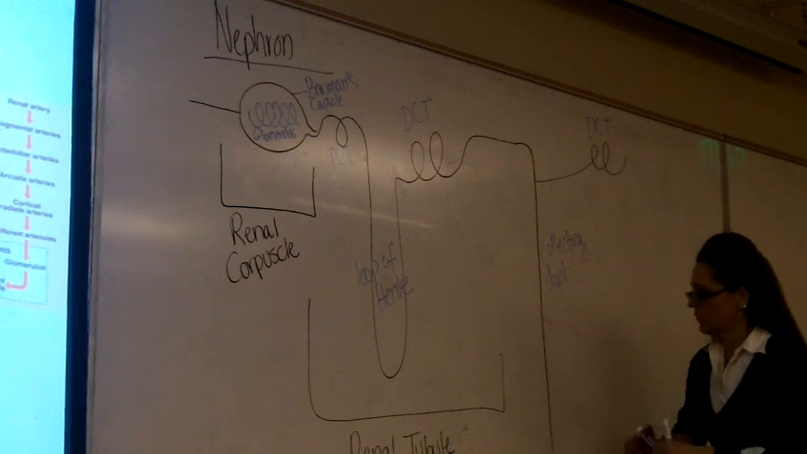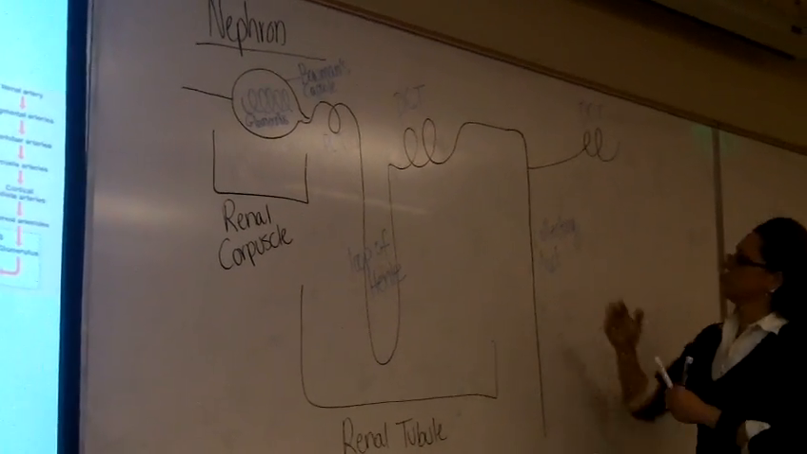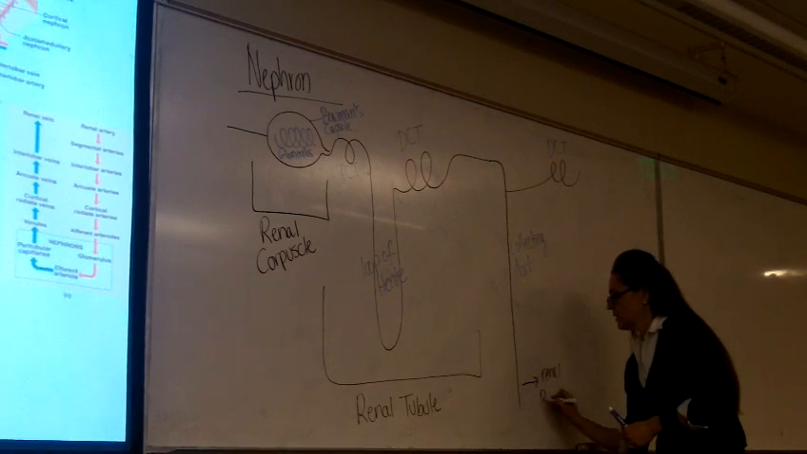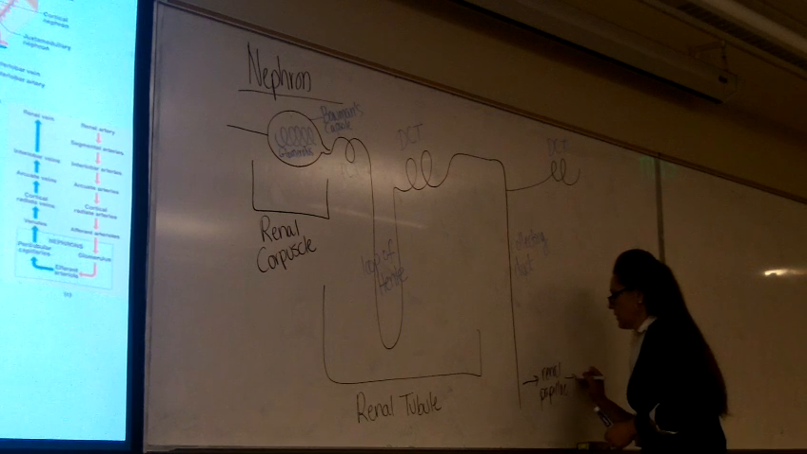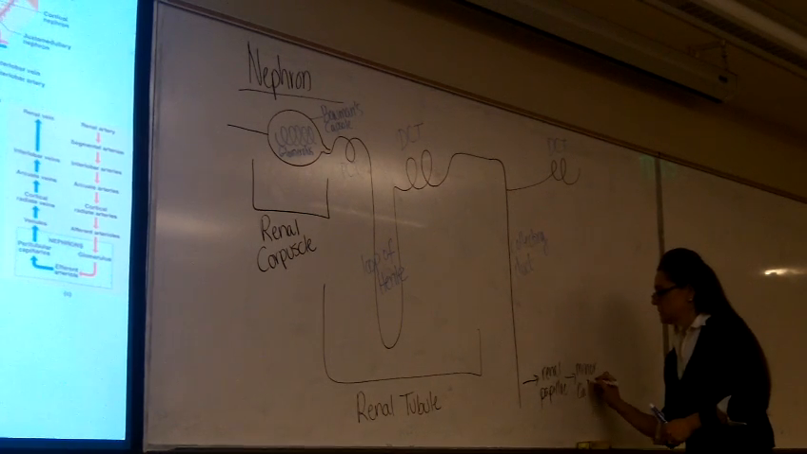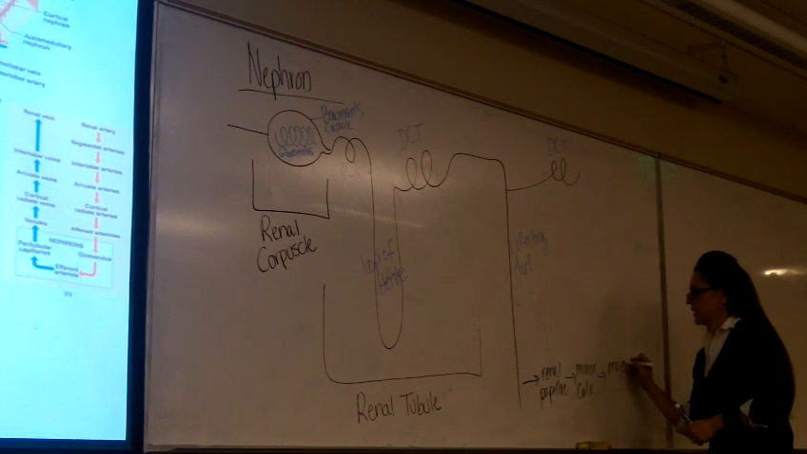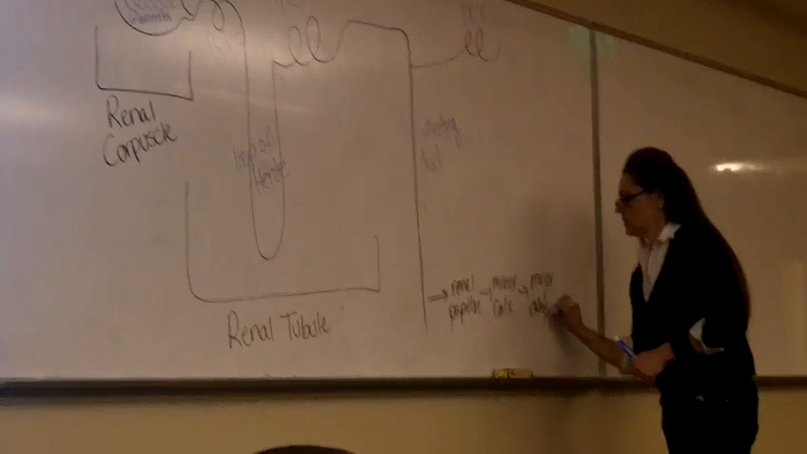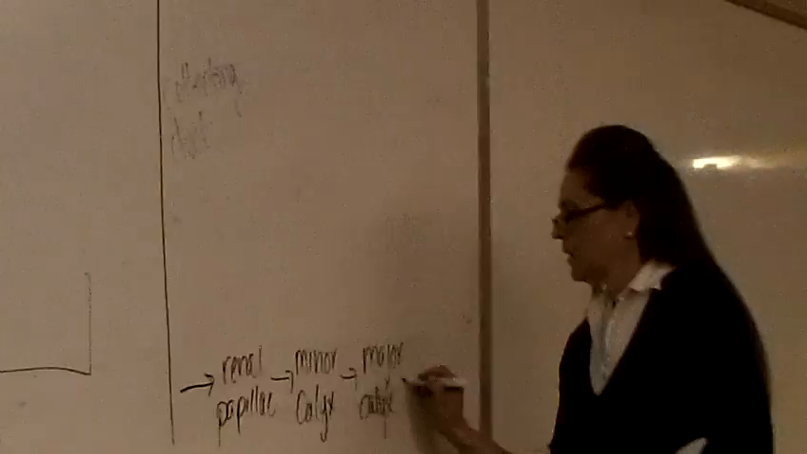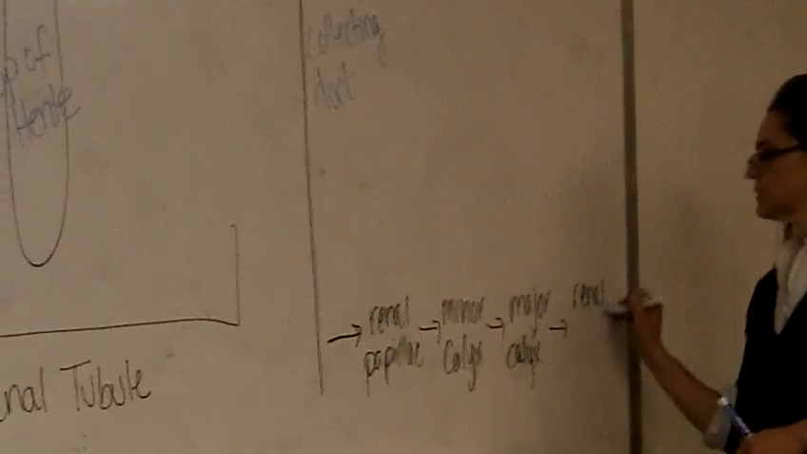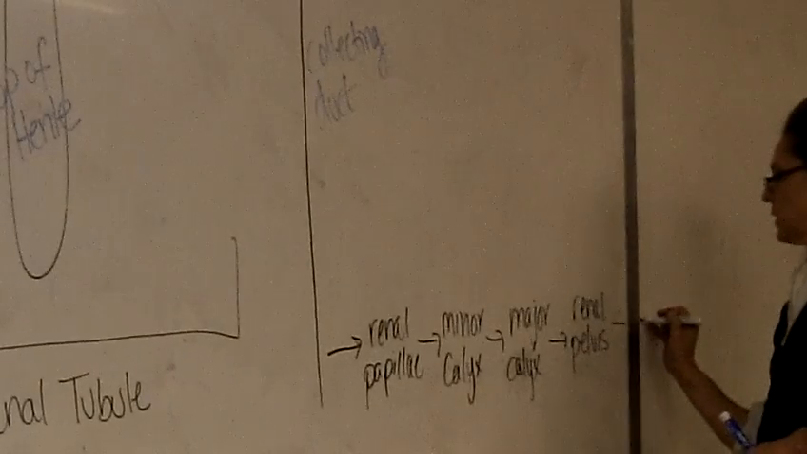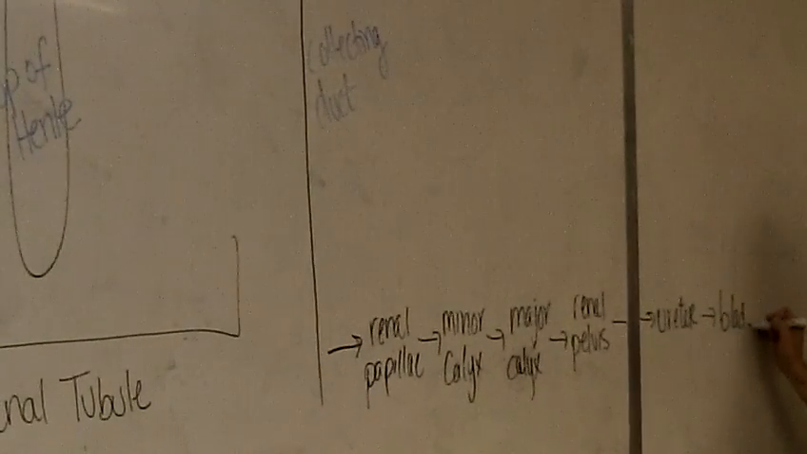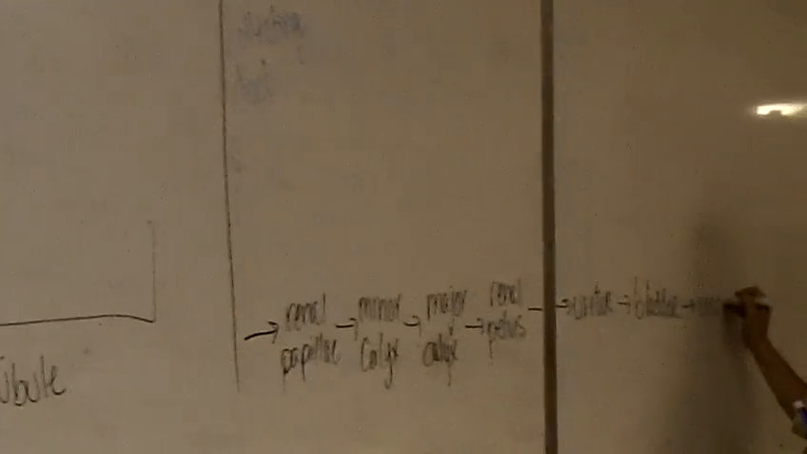And then that filtrate, once it gets into the collecting ducts, is going to go through the renal papillae, and then into the minor calyces, and then into the major calyces, and then it's going to drain into the renal pelvis, and then it's going to leave the kidney through the ureter, down to the bladder, and then it's going to leave the body via the urethra.